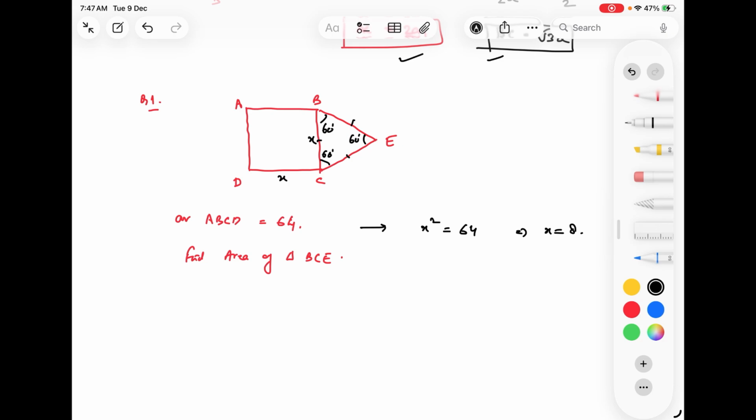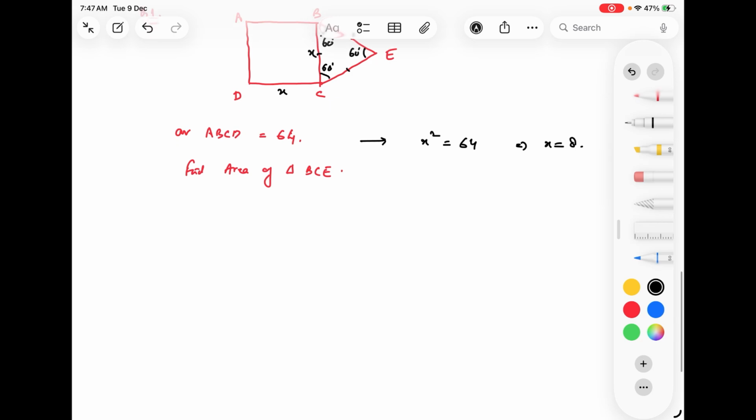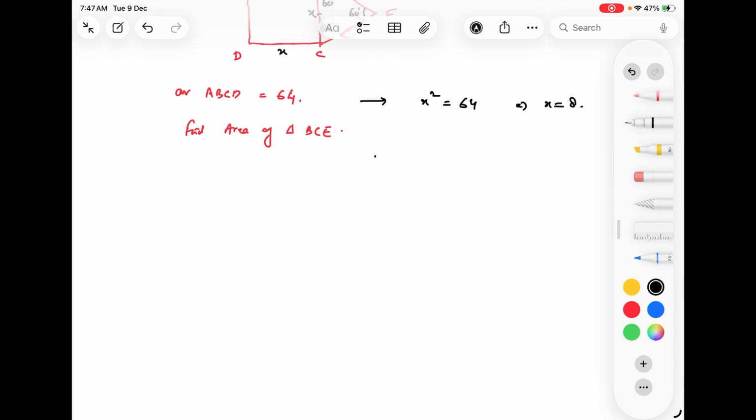Now we need to find the area of this triangle. So how do we use this? We need to find the area of the equilateral triangle. Each side is 8. So what do I do? I just draw a perpendicular over here. This is 60, this is 90, so this becomes 30, right?